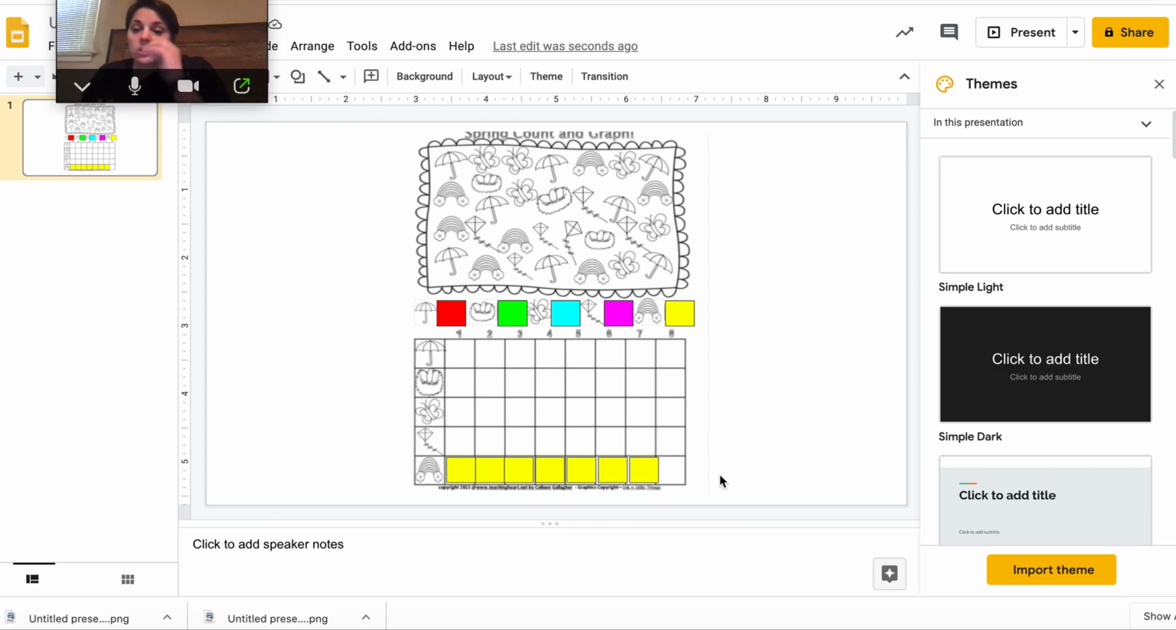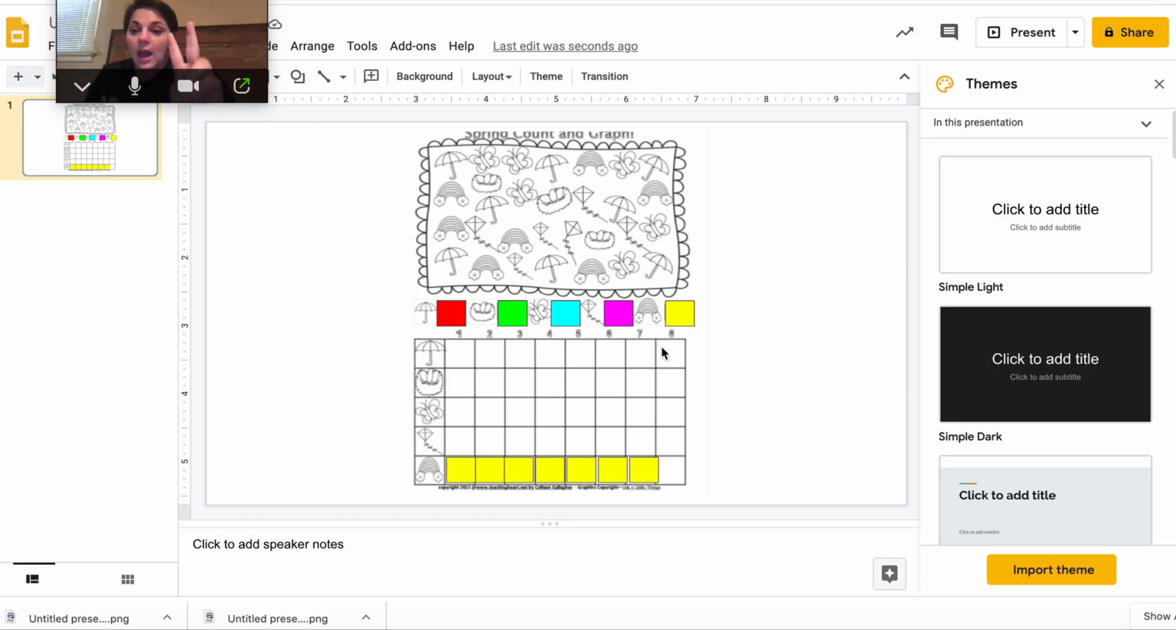Now, the rest you have to count and graph. So what kind of graph was this? A bar graph. Now, you've got an extra video today talking about bar graphs. So remember, what are the important parts on a graph? The title, so we know what the information is saying. This one's spring count and graph. So these are just spring items.